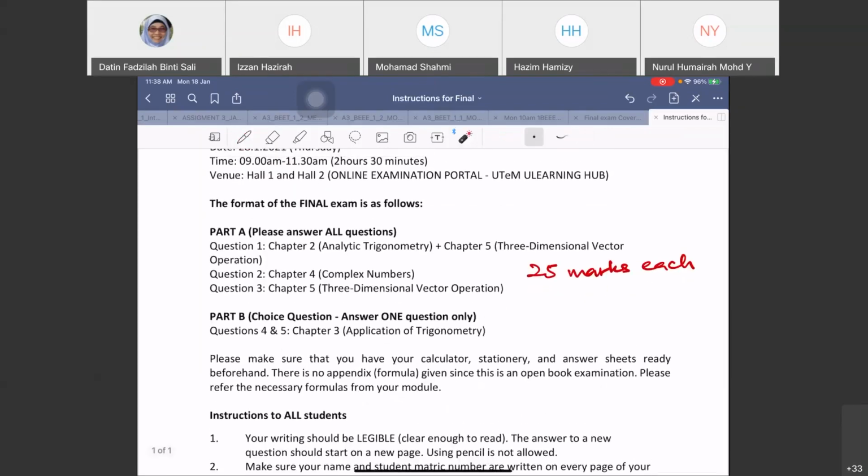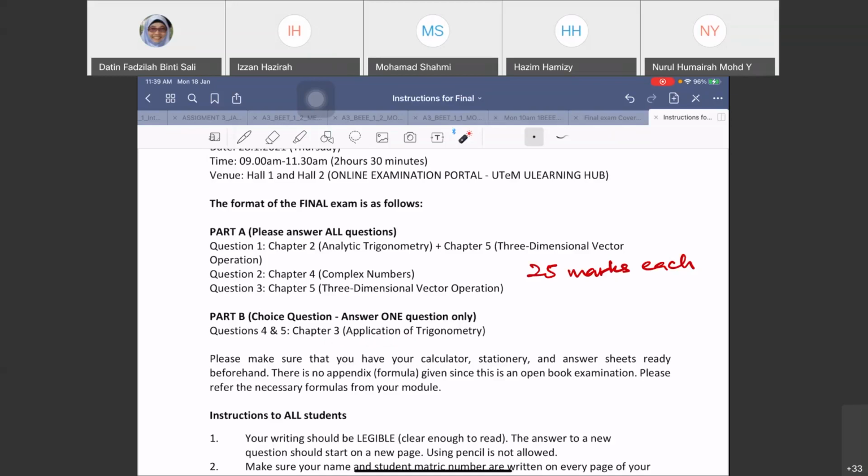Part B is a choice question. Answer 1 question only. Both question 4 and 5 are from your application of trigonometry. But as I mentioned previously, for application of trigonometry, they provide the diagram. I'm not saying that it is difficult or easy because I haven't seen the question. But all I know is the diagram is given. So if you are given a diagram, you can just figure out your solution based on that.